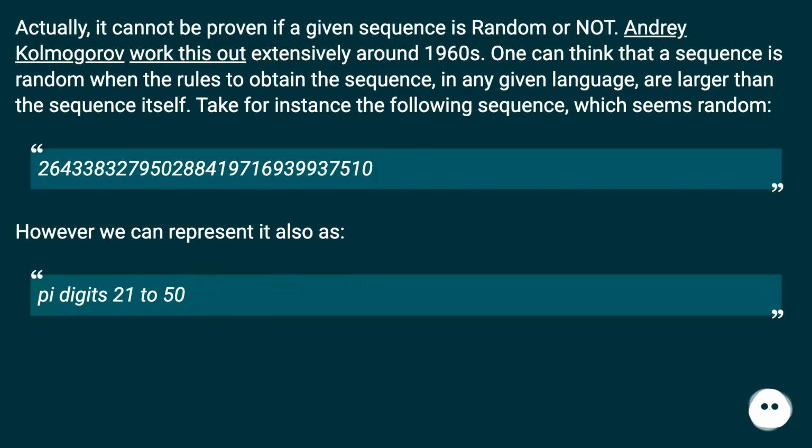Actually, it cannot be proven if a given sequence is random or not. Andrei Kolmogorov worked this out extensively around the 1960s. One can think that a sequence is random when the rules to obtain the sequence, in any given language, are larger than the sequence itself.